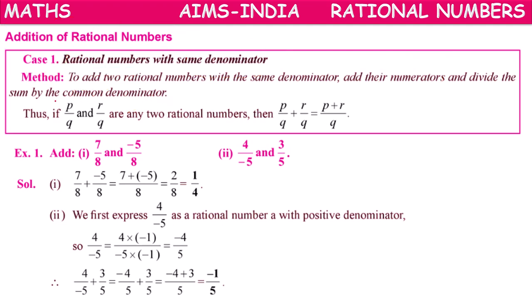If the rational numbers are p by q and r by q, then for p by q plus r by q, we add p plus r. We take the sum of the numerators. The denominator q is common, so we take it only one time. This sum is divided by the denominator. This is the value of the addition of the given two rational numbers.